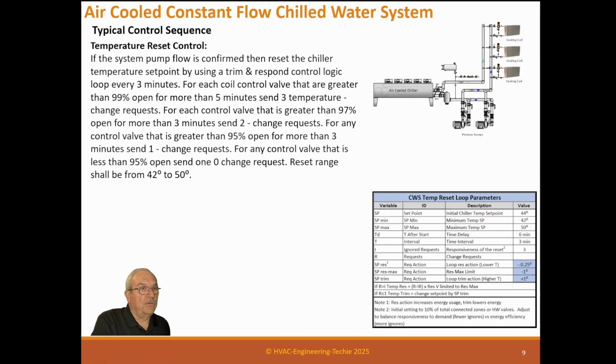All right, temperature reset control. If the system pump flow is confirmed, then reset the chiller temperature set point by using a trim and respond control logic loop every 3 minutes. For each control valve that is greater than 99% open for more than 5 minutes, send 3 temperature change requests. For each control valve that is greater than 97% open for more than 3 minutes, send 2 change requests. For any control valve that is greater than 95% open for more than 3 minutes, send 1 change request. For any control valve that is less than 95% open, send 0 change requests. Don't send a request. Reset range would be 42 to 50.